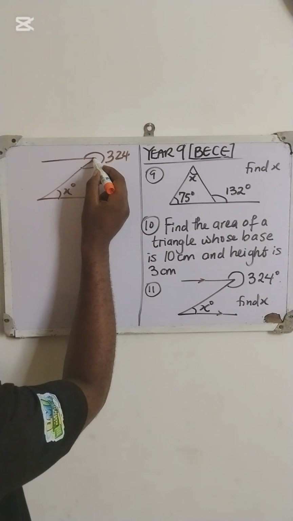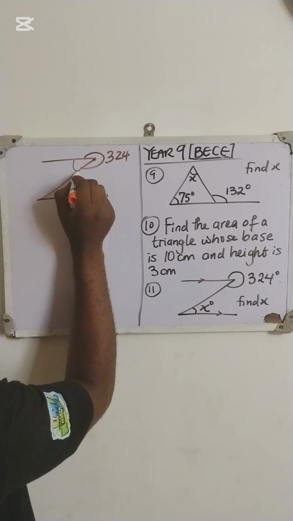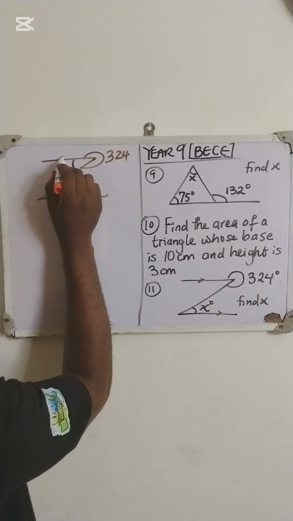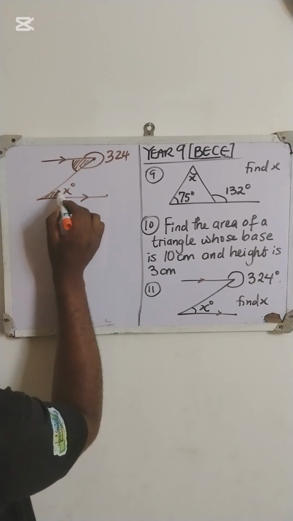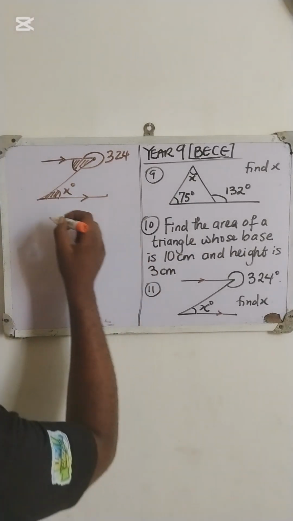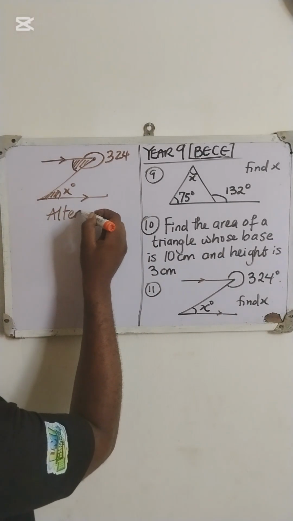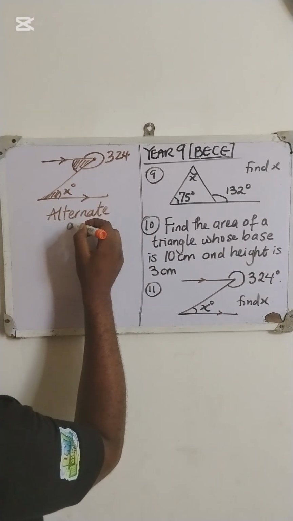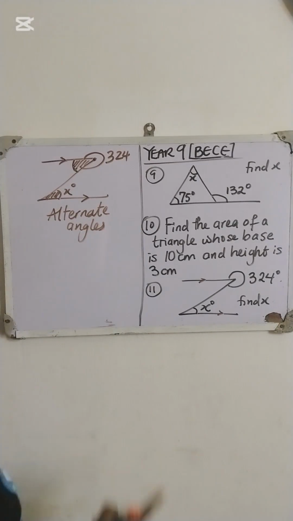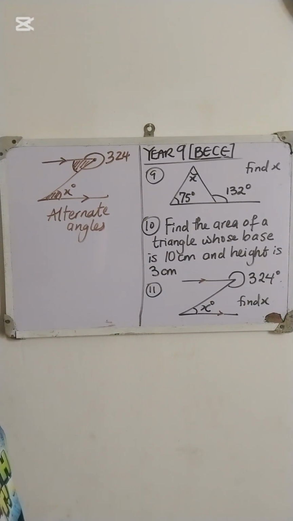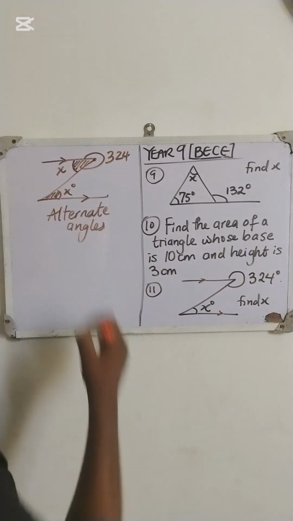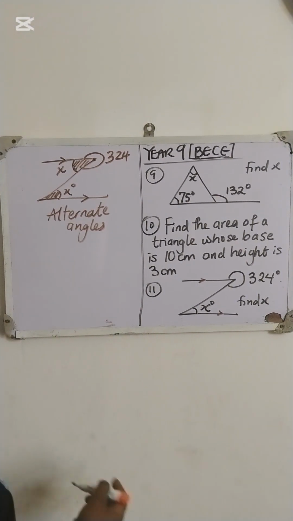Now, this is angle at a point. The remaining angle here and this place are the same. They are called what? Alternate angles. So they are called alternate angles. So whatever we get up there is the same thing as the x here. So we can call this x also because they are the same.